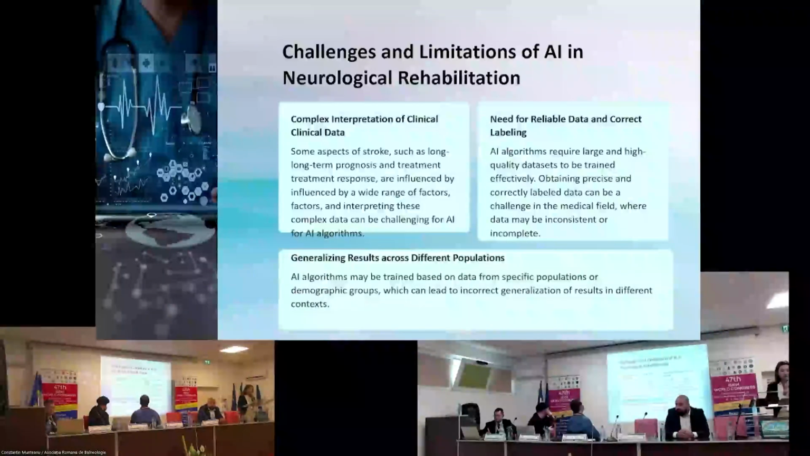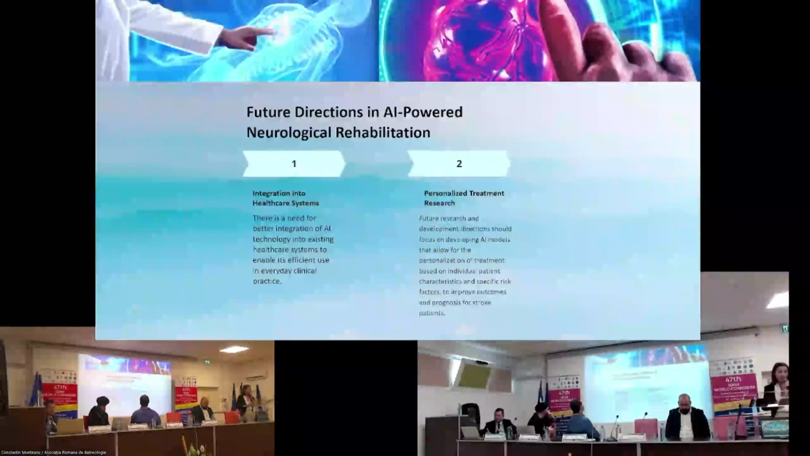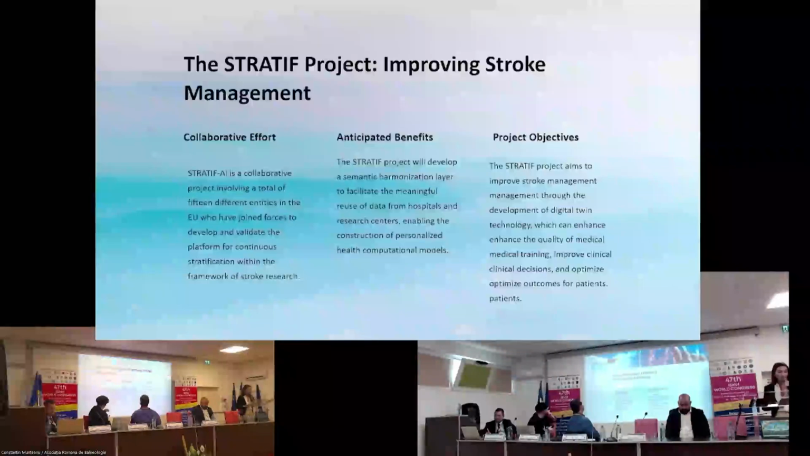There are some limitations. Some aspects of stroke, such as long-term prognosis and treatment response, are influenced by a wide range of factors, and interpreting this complex data can be challenging for AI. Also, AI requires large and high-quality data to be trained effectively, so obtaining precise and correctly labeled data can be a challenge in the medical field where data may be inconsistent and incomplete. And also AI algorithms may be trained on data from specific population or demographic groups, which can lead to incorrect generalization of results in different contexts. So there is a need for better integration of AI technology into existing healthcare systems.